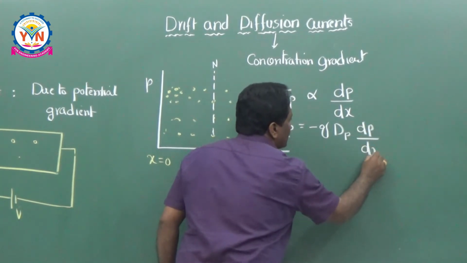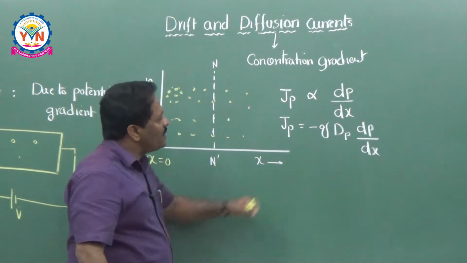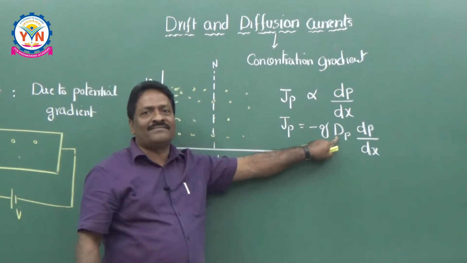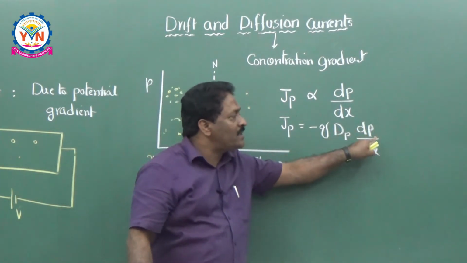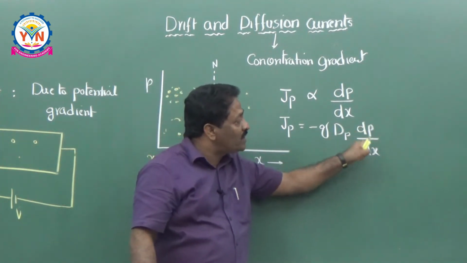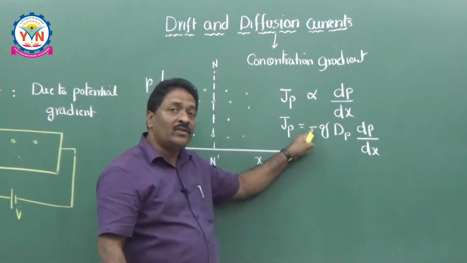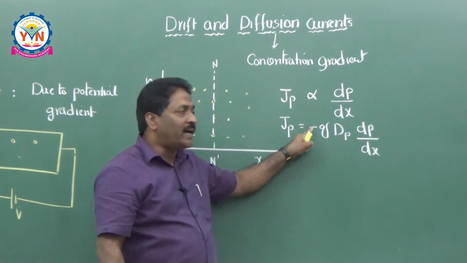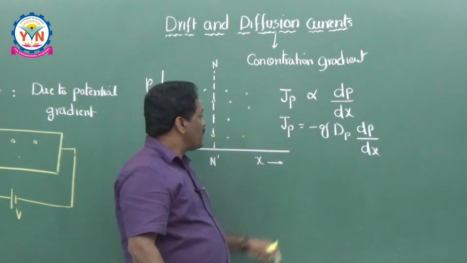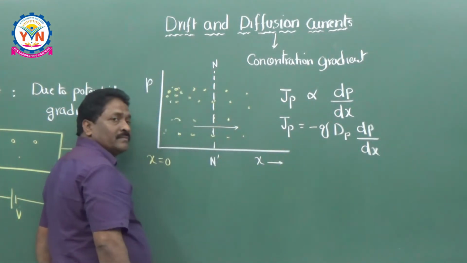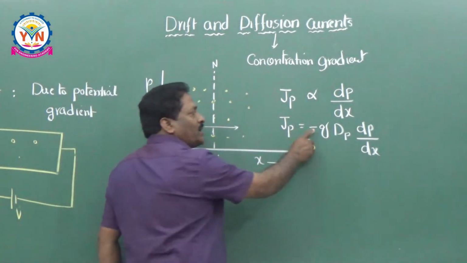What is Dp here? Dp means the diffusion constant for holes. What is dP by dx? Rate of change of holes with distance x. But I have written a negative sign here. Why is it negative? Because holes are moving from this side to this side, which is the current direction, but you are putting a negative here.